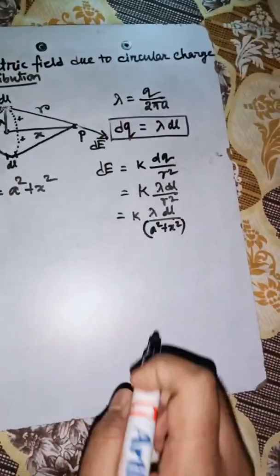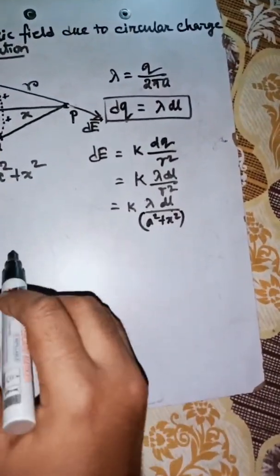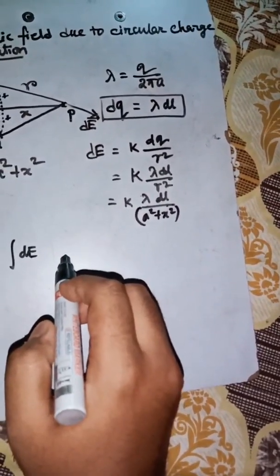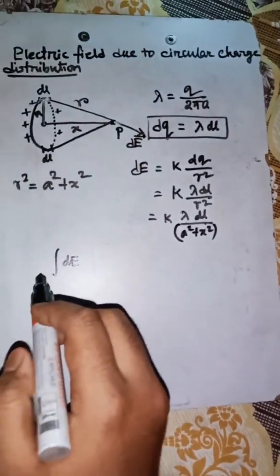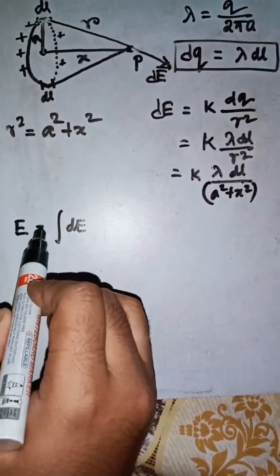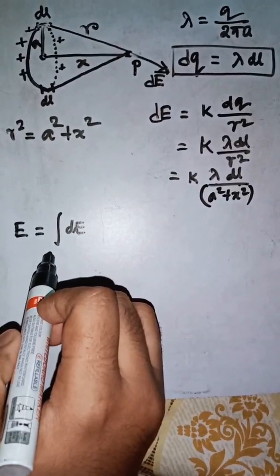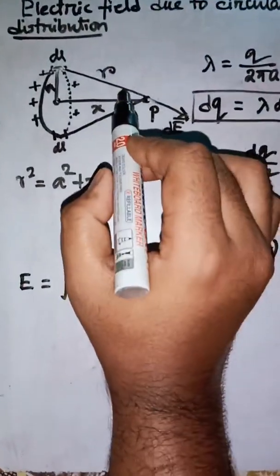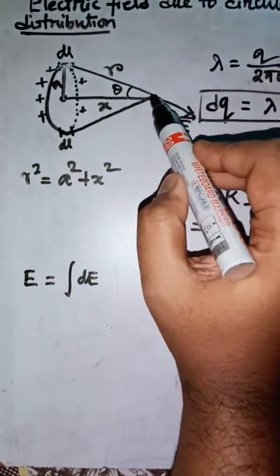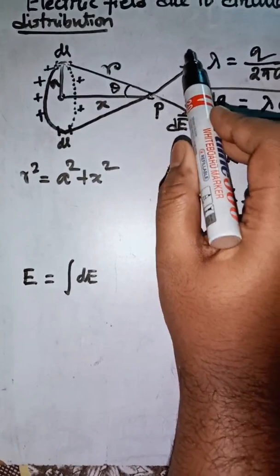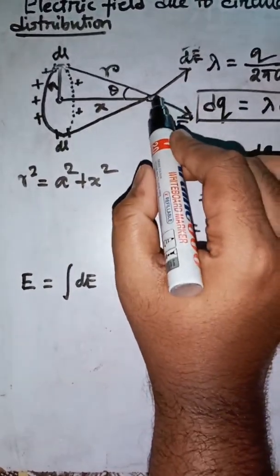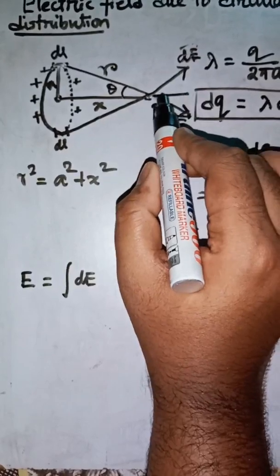So what will be the net electric field? It seems like just the integration of dE. It seems like that. But is it so? It is not so. Why? Because you see, if this angle is theta, this is dE. For this lower dl portion, it will be again here. This is dE.